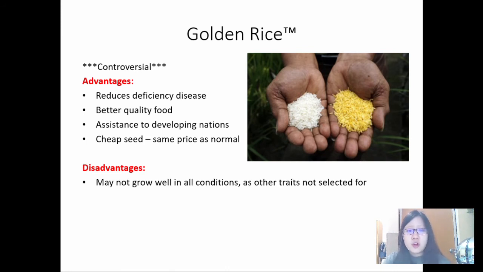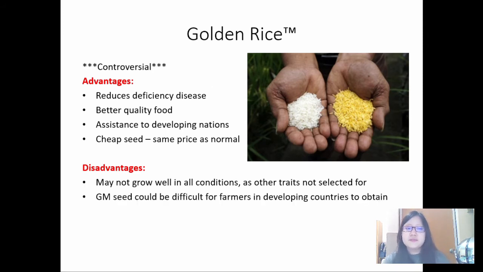It may not grow well in all conditions. Later on, people discovered that other traits are not selected for. The normal existing rice are more adapted to the current conditions, maybe due to artificial selection, instead of golden rice. GM seed is also hard to obtain for farmers in developing countries. You can give the seed to developing nations, but do the seeds reach the farmers? And if some farmers want it, can they go ask for it? How do they ask for it? Where do they get it from? If it's from overseas, it's kind of hard.